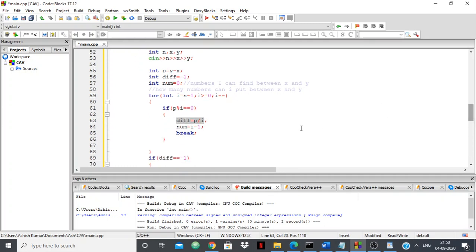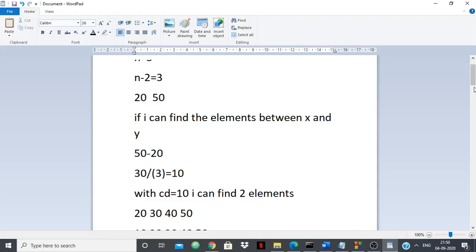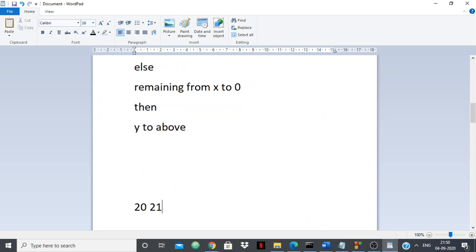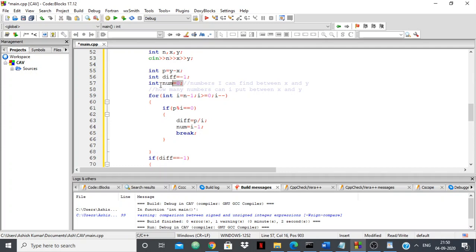But one more case is there. Suppose I cannot put any elements between x and y. Suppose x is 20, y is 21. Then can I put any element between them? No. So in this case, I can put 0 elements between x and y. That is why I've initialized num as 0.